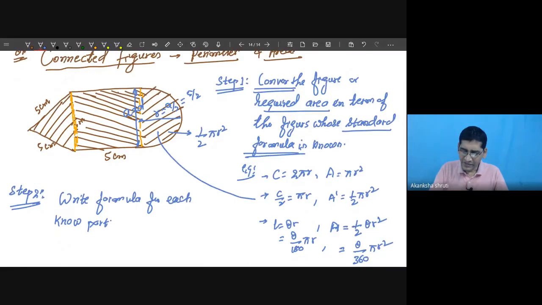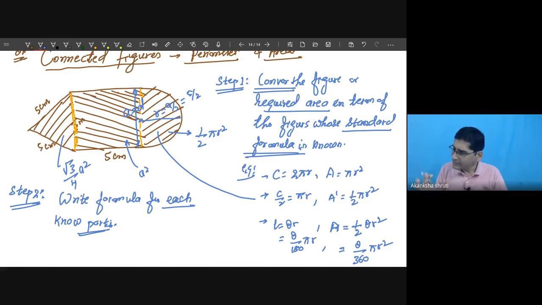Then for the other square, the area is given by A square. Coming to this equilateral triangle, the area is given by root 3 by 4 A square. So just write it segment-wise or part-wise, known part. Write the formula for each known part. This is the second step.